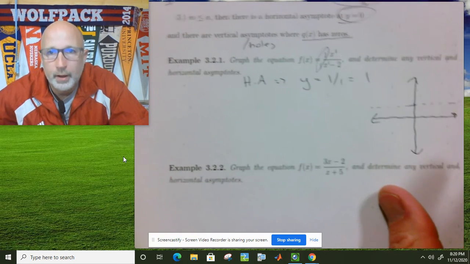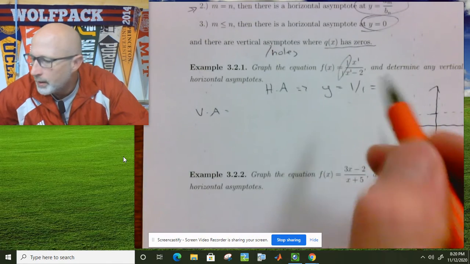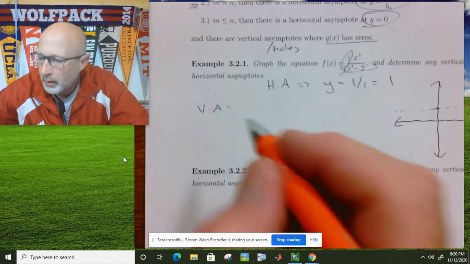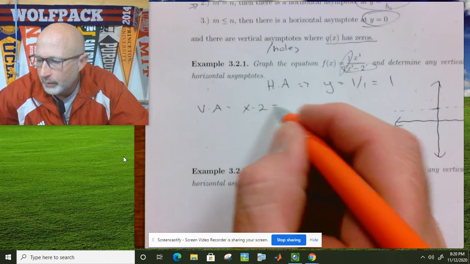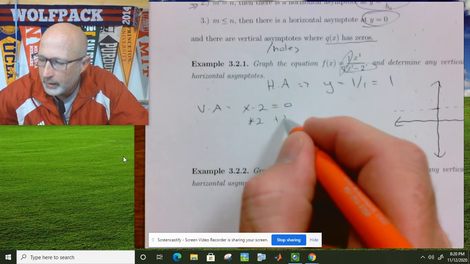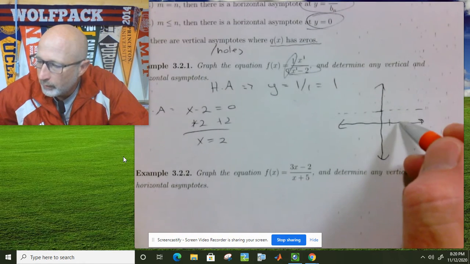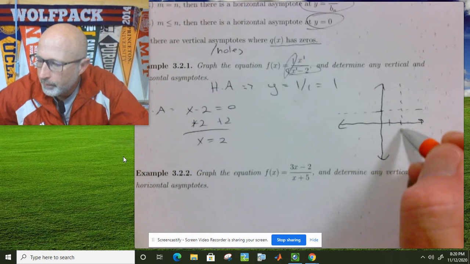Okay, what about a vertical asymptote? Now, a vertical asymptote occurs where the denominator is equal to 0. So what I'm going to do is set it equal to 0 and solve. I'm going to add 2 to both sides. I have x is equal to 2. So x is equal to 2 is the vertical asymptote.